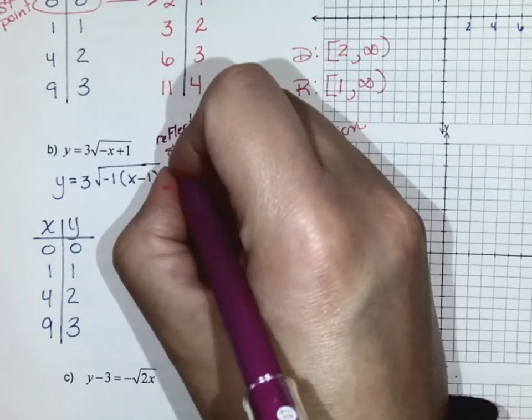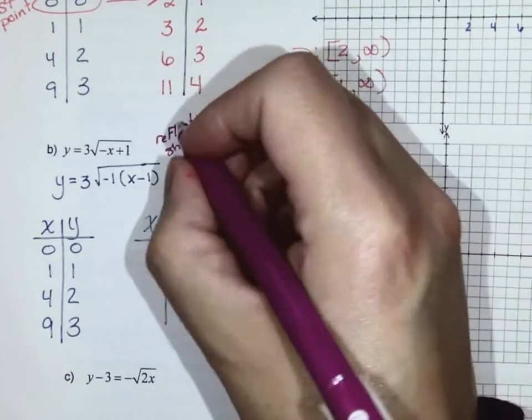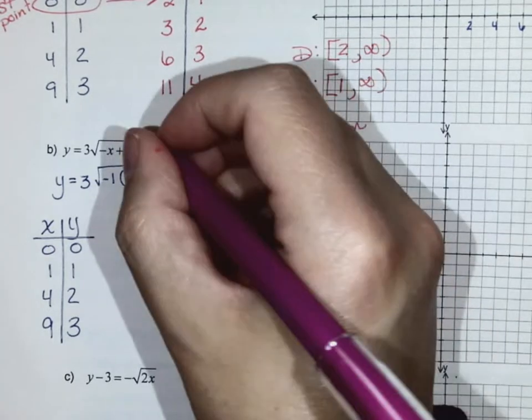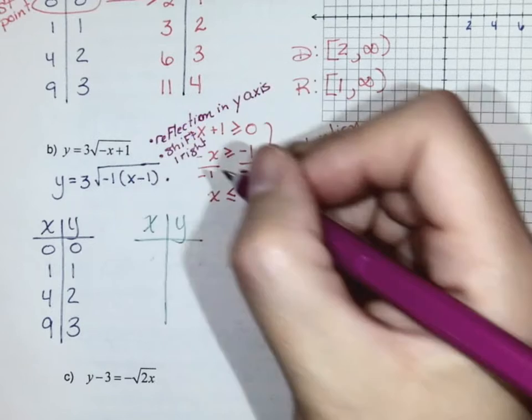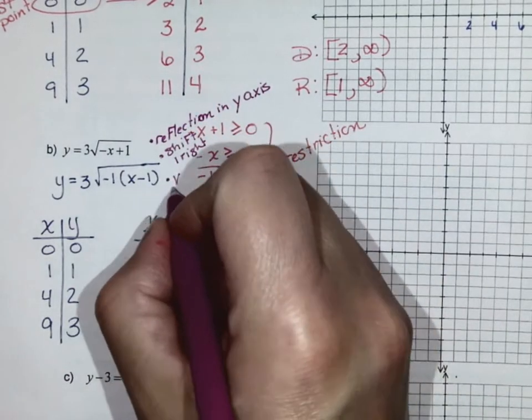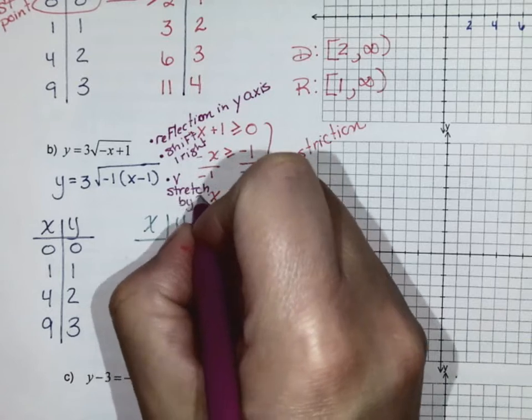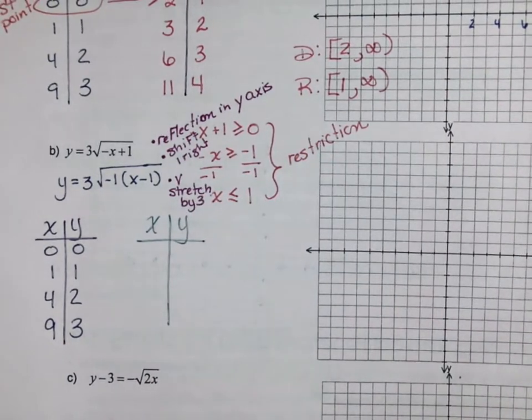We are shifting, I'm running out of room, shift 1 to the right. So that's 1, that's 2, and then I've got a vertical stretch by 3. Whew. Would a mapping rule be better here? Yeah.